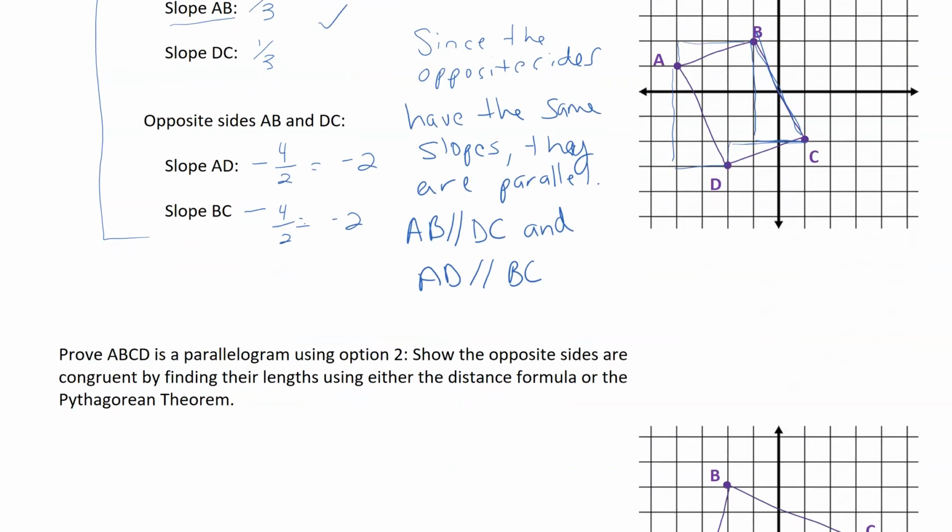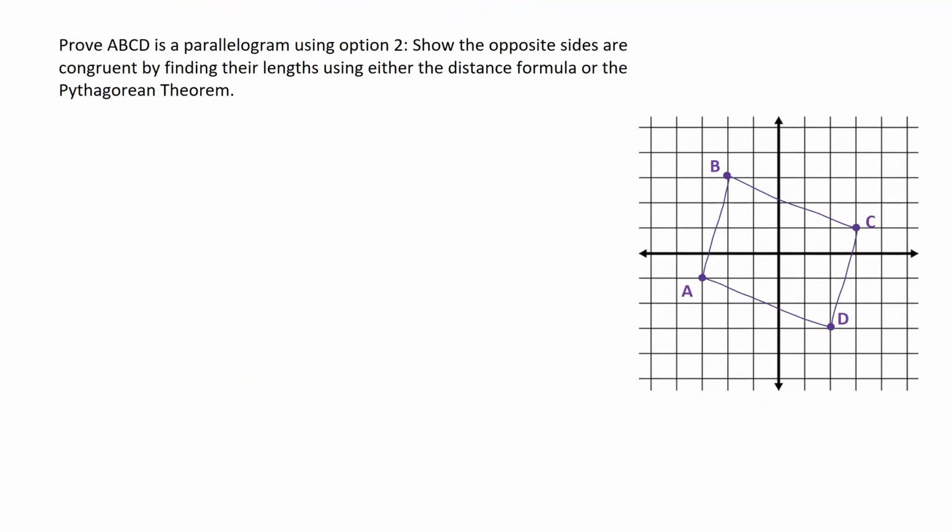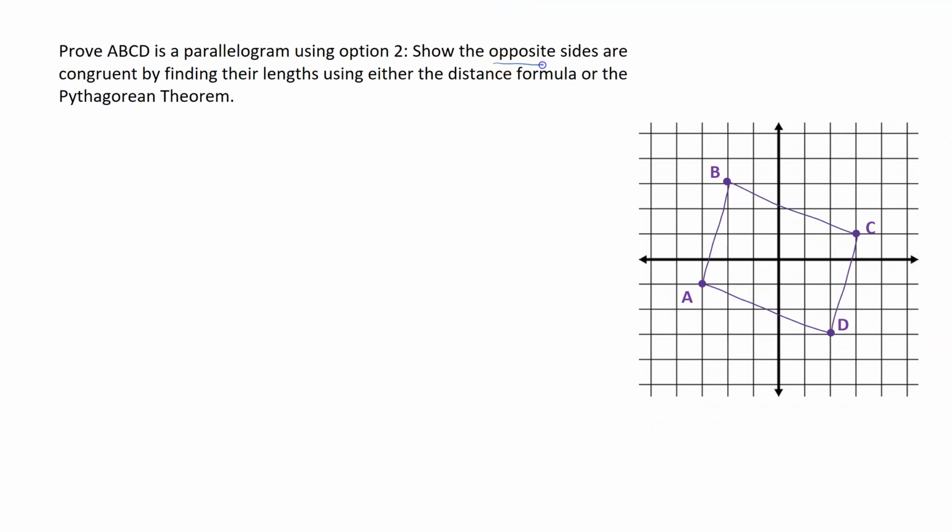So that's method 1. Method 2 is to show the opposite sides are congruent by finding their lengths, using the distance formula or the Pythagorean theorem. I'm going to use the Pythagorean theorem. So first I'm going to find the length of AB. And we're going to make that right triangle. That's up 4 and over 1. So this has a length of 4 and this one has a length of 1.